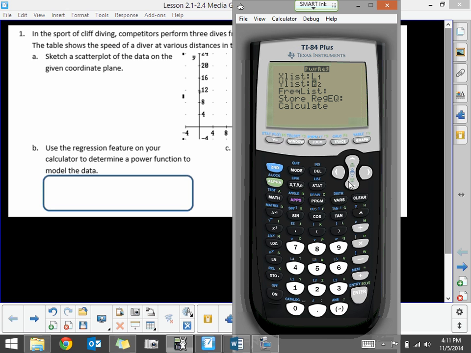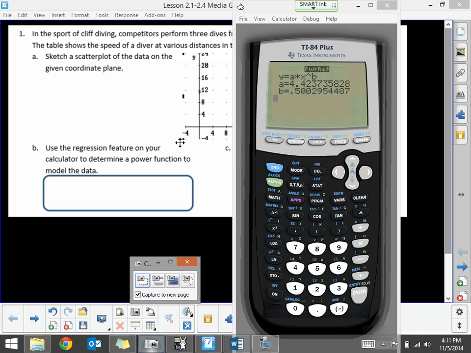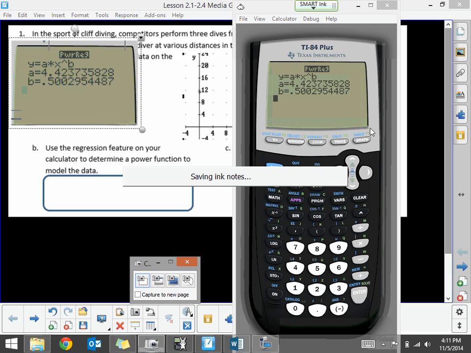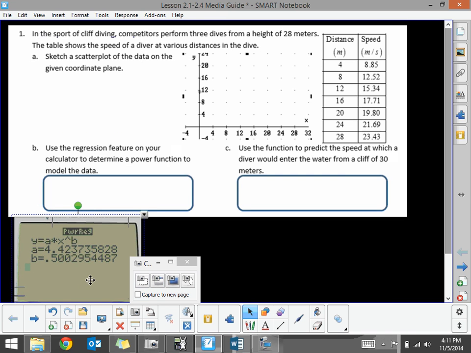The x's are in list 1, the y's are in list 2. I'm not using a frequency list, but I would like to store this regression equation in my calculator, so I'm going to hit vars. I'm going to store it in the y variables, it's a function, and I'm going to store it in y1. Then I calculate, and it tells me what my power regression should look like. It should fit this model, where y equals a times x to the b. There's my power model that I'm going to write in here.